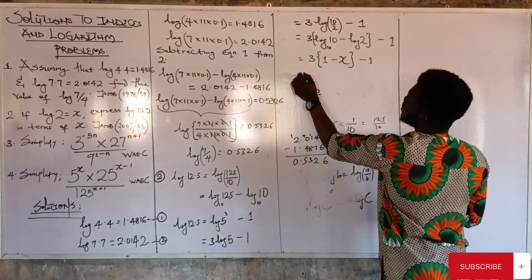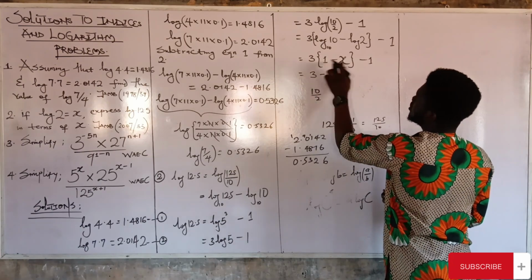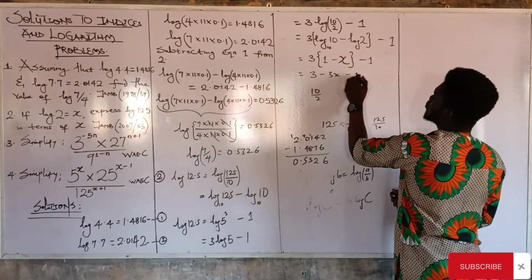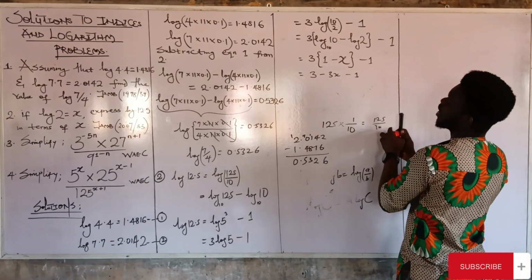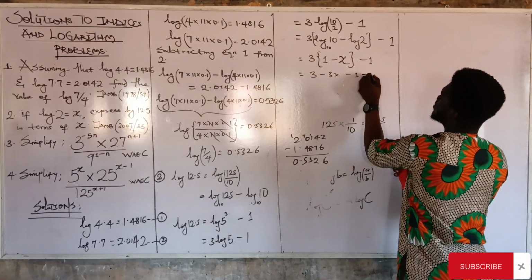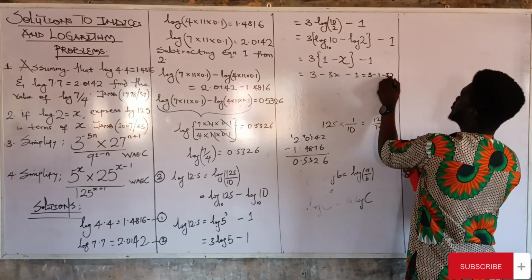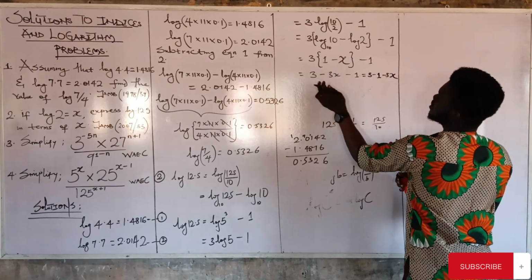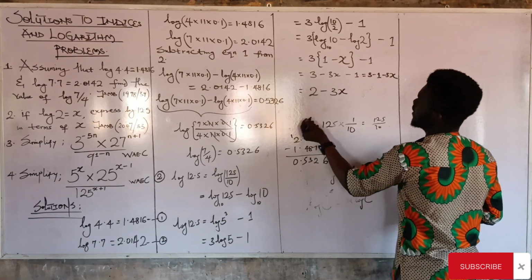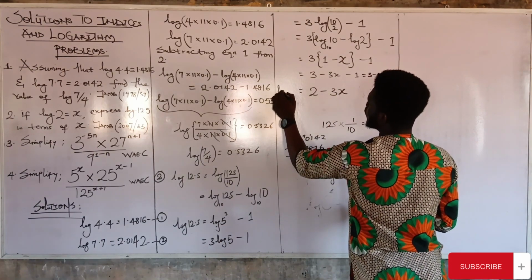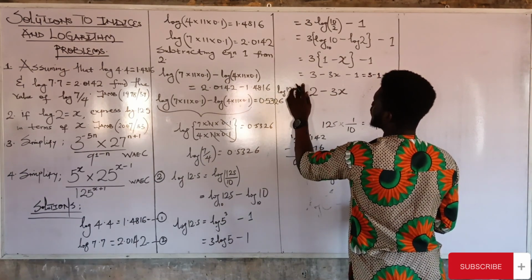So you open the bracket, we have 3 times 1, we have 3 minus 3 times x, we have 3x, minus 1. So when you subtract that, this is the same as 3 minus 1 minus 3x. Once you've done that, 3 minus 1, you have 2 minus 3x. So this is the answer for log 12.5.